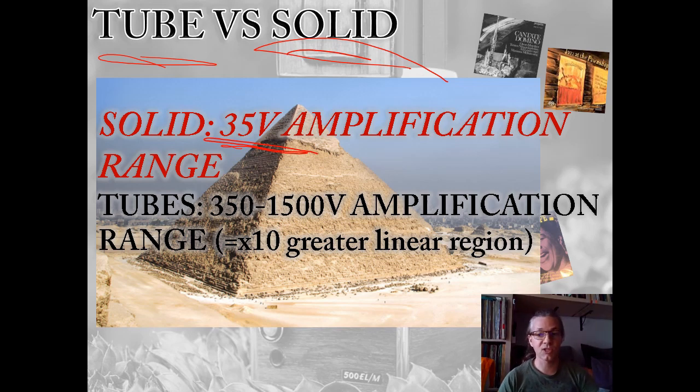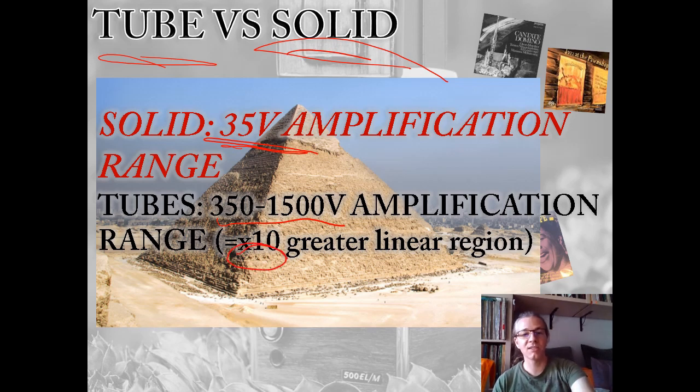Solid state devices, transistors and chips, I don't know much about chips, but about transistors, they usually have a rail voltage of 35 volts, so they have a 35 volt operating range. And tube amplifiers in general have between 350 to 1500 volts. So that's the range that generally most tube amps have, tube power amps. There are some which have lower than this, but there are some which have even higher. So I just gave what you can possibly run into in most cases.